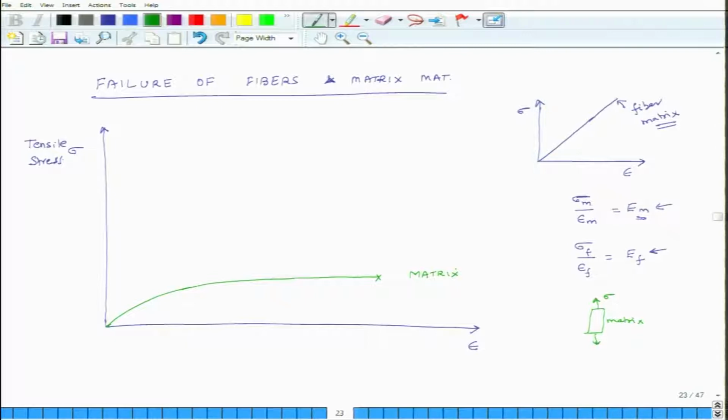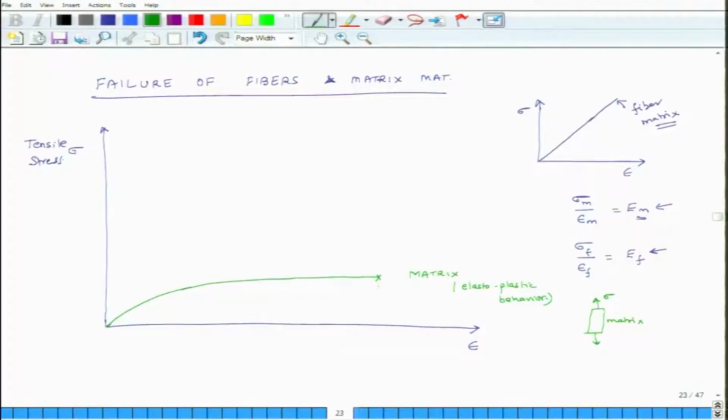This type of stress strain curve shows that the matrix is initially somewhat elastic and then later it exhibits plasticity. So, it has an elastoplastic behavior. What does that mean? If, after it has crossed the point of its elastic limit, I pull it, it may not get back to its original configuration completely. So, this is how matrix materials behave.